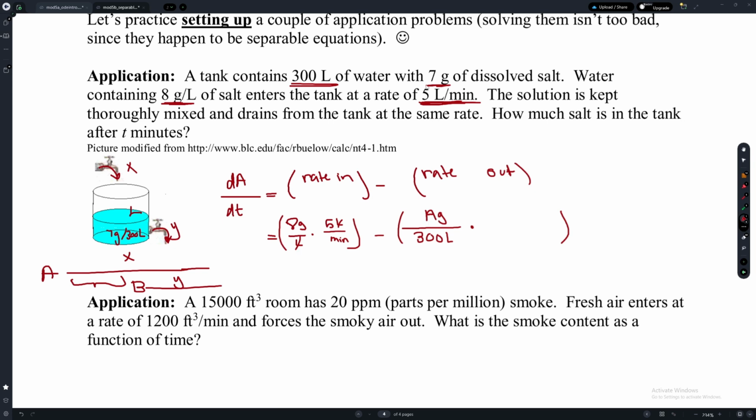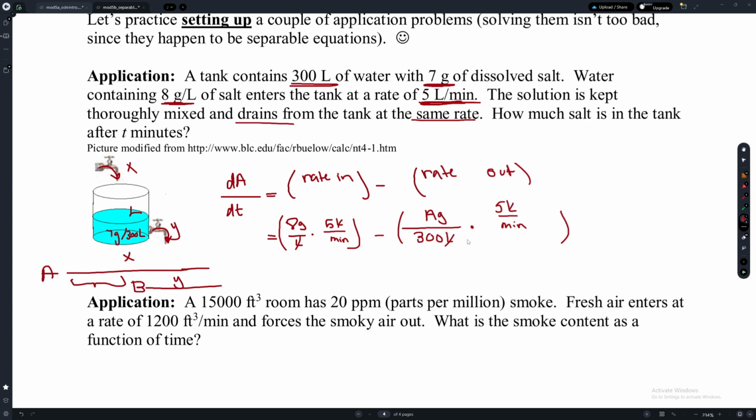Because this tells you the initial concentration, but it doesn't tell you the concentration as the water is pouring in, because the concentration changes. And so that's why we keep this as unknown. And so we multiply this by the rate out, which is 5 liters per minute. It's still the same. And how do I know this? It says the solution is kept thoroughly mixed and drains from the tank at the same rate. Drains, same rate. Okay? And so these two cancel out.